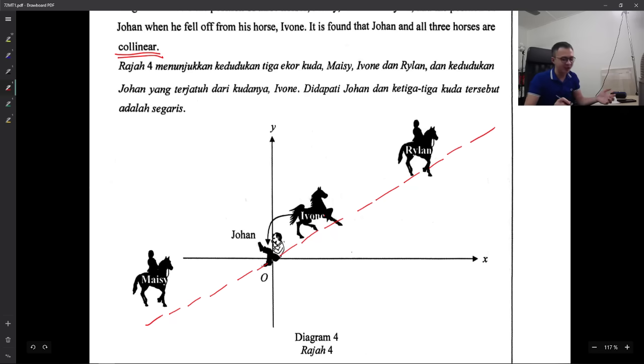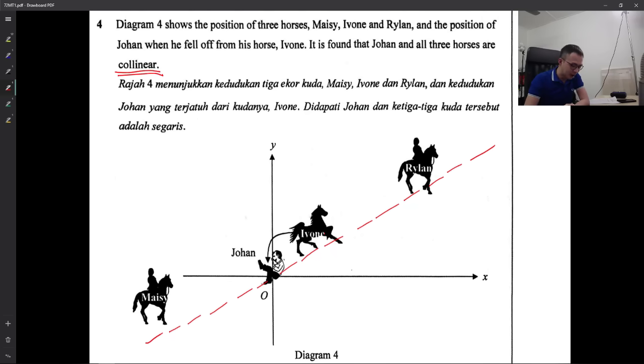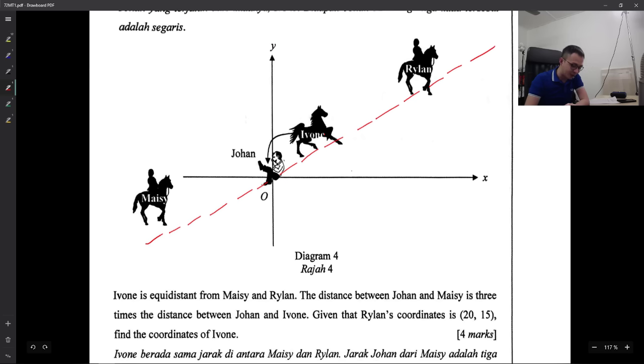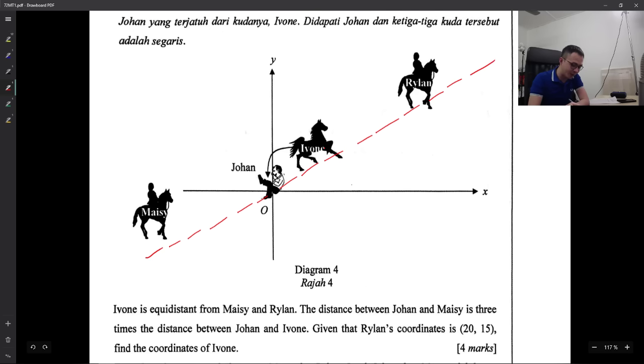Same straight line, so they call it collinear. This is the first idea. The second thing they will say is I is equal distance from M and R. So basically I will be the midpoint of M and R. So yeah, this one will be the midpoint.